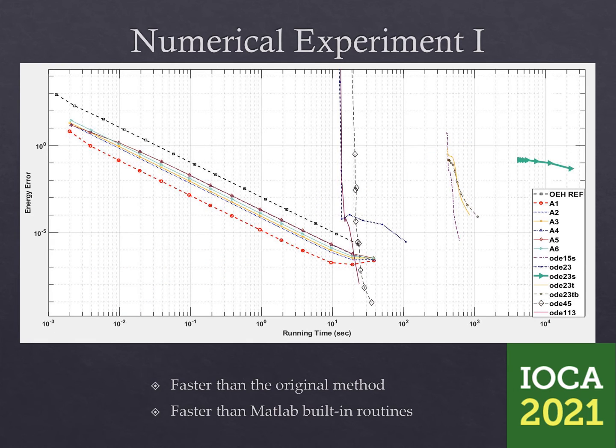Here is the energy error as a function of running time. We can notice that our methods are much faster than the MATLAB routine and the original hopscotch method.